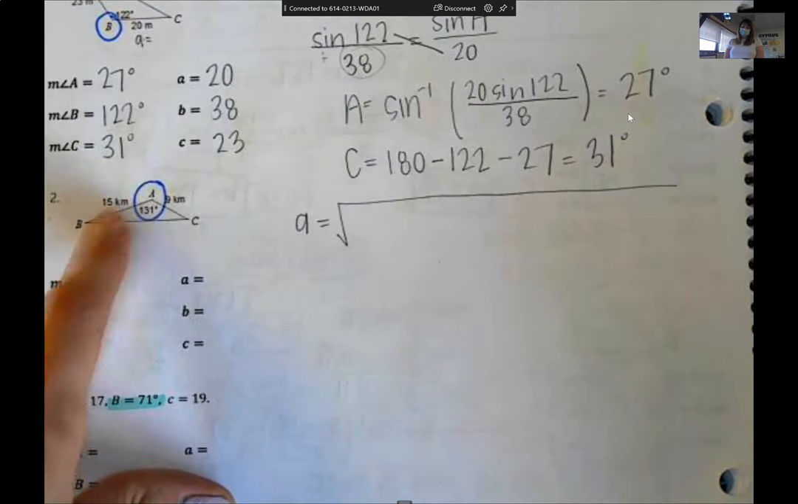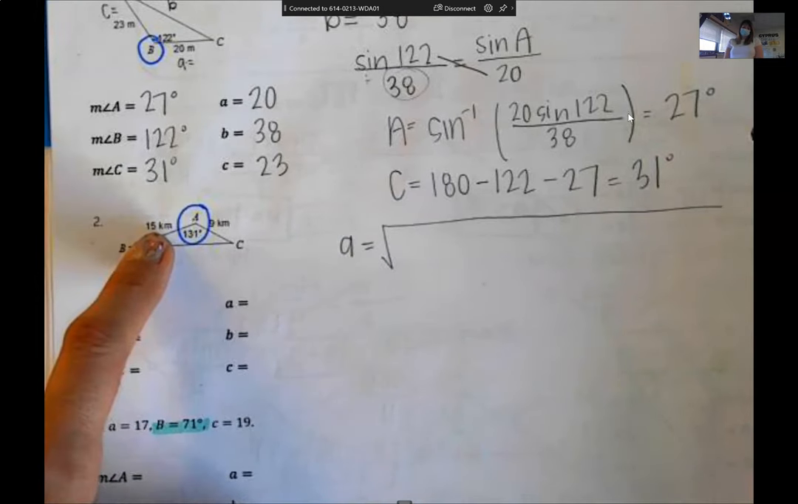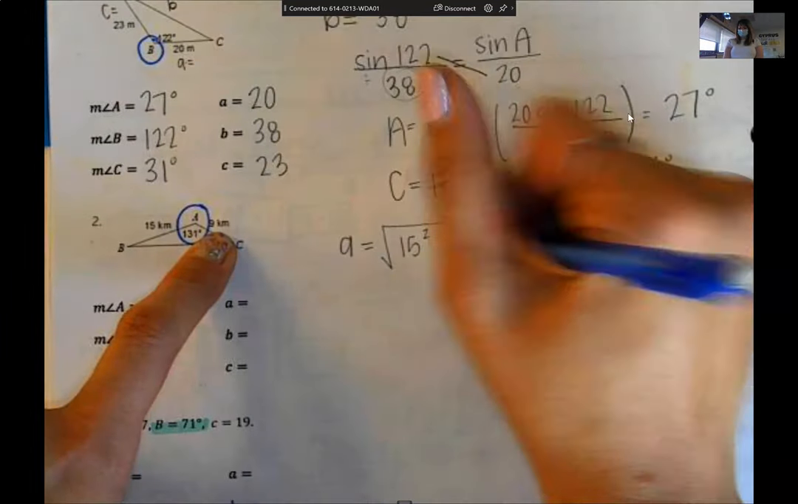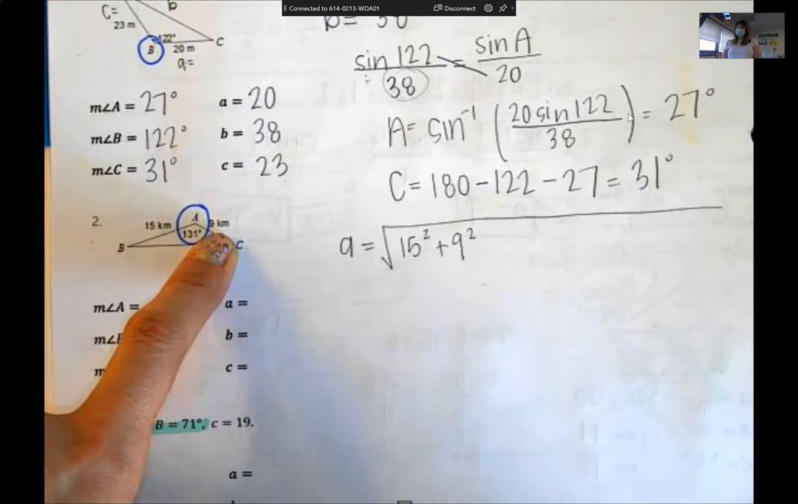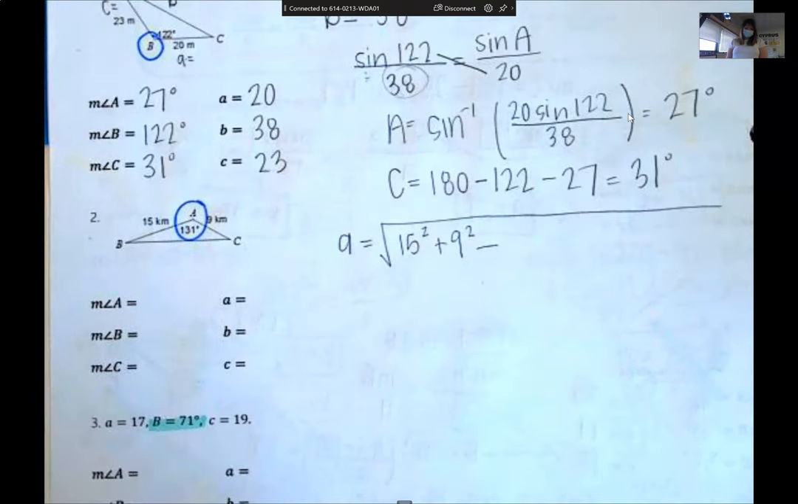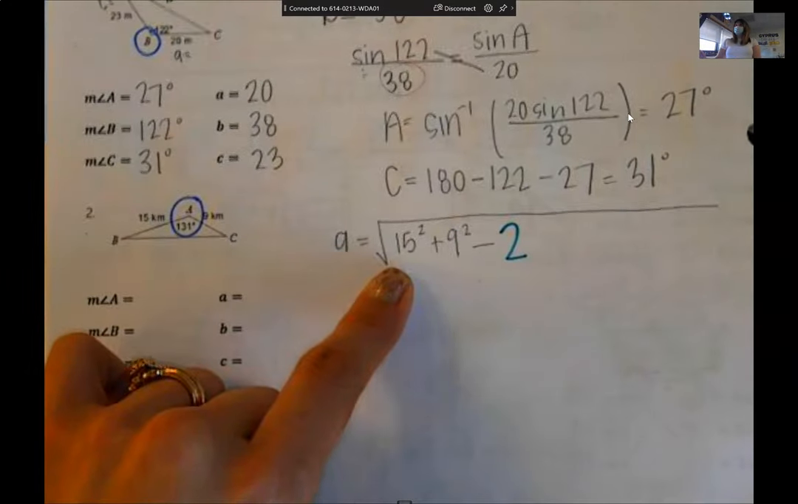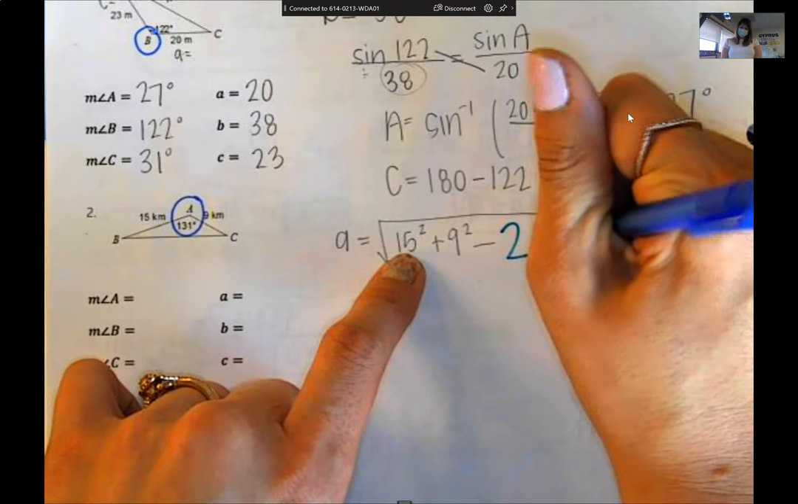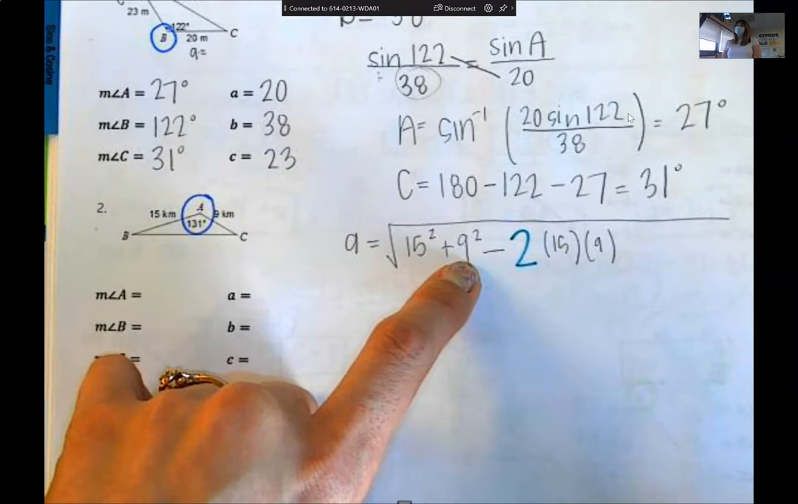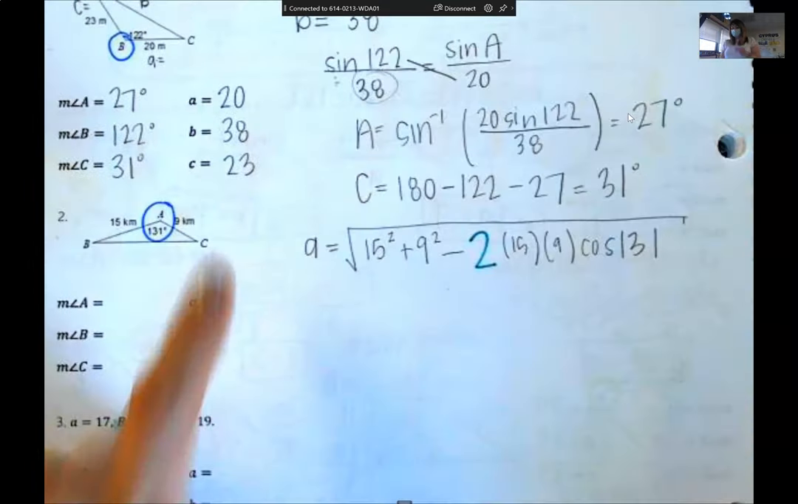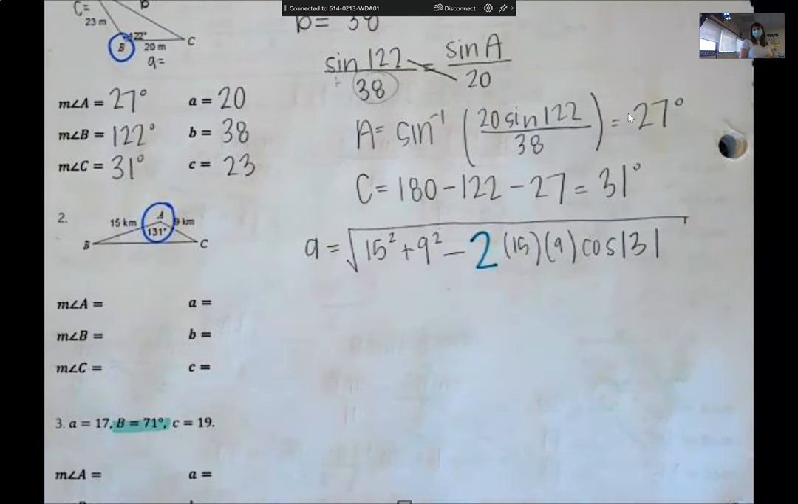Okay, well then I'm just going to take the sides that they give me. And it doesn't even matter which one you start with. So I'm just going to start with the 15. 15 squared. Then I'm going to add the other side that they gave me. 9 squared. I'm going to subtract 2. And remember that 2 is always there. It's just part of the formula. And then I'll just go in the order that I wrote these down. Times 15 times 9. Cosine of the only angle that they gave me. And it's cosine because this is the law of cosines. So now I plug that whole big old thing into Desmos.